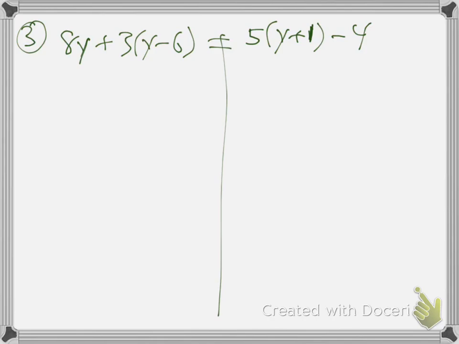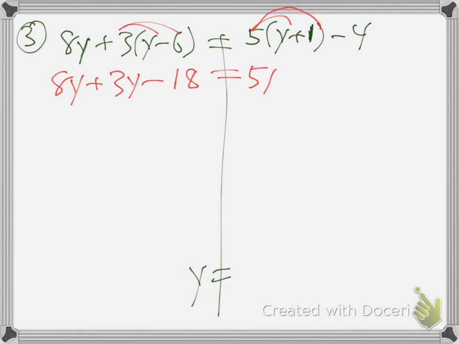So number 3 has an equal sign, left side, right side. They want you to get y alone. The bottom says, what is y? Multiple choice final would give some answers for y, like y is 2, y is 3, y is negative 5, whatever. So we'll start distributing through the parentheses. Boom and a boom. We'll get 8y plus 3y minus 18. Boom and boom. And we'll get 5y plus 5 minus 4.